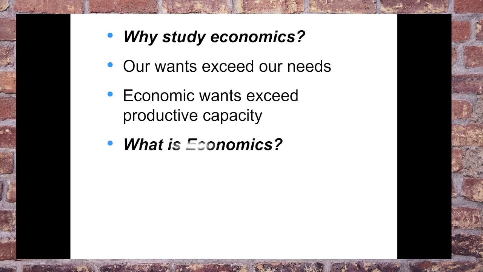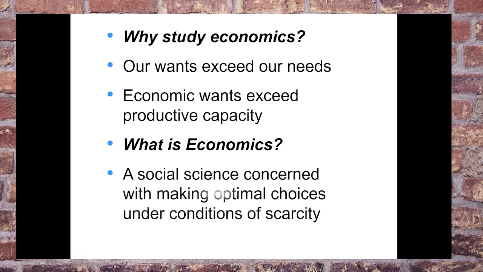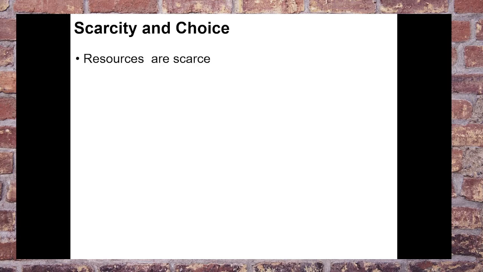The question is, what is it? It is a social science concerned with making optimal choices under conditions of scarcity, helping to make the best choice because we don't have all the resources that we need. So let's give a quick look at scarcity and choice. This has a lot to do with macro. It does go into micro a little bit, but it's more of a focus on macro in a sense. And we look at resources.